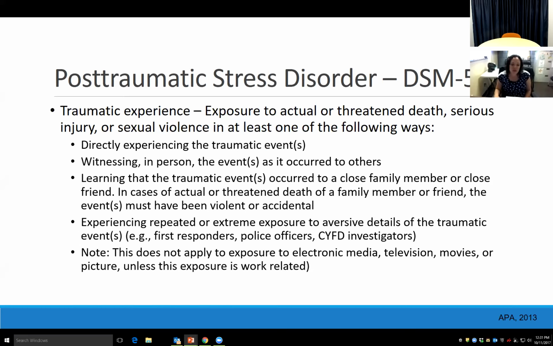Of note, this doesn't apply to exposure to trauma via electronic media, television, the movies, or pictures, unless this exposure is work-related. There have been lots of traumatic events happening in our world today, and you might watch the news and see all the footage, and they just repeat it over and over again. That in and of itself is not going to cause PTSD. However, if as part of your job, you have to watch this stuff over and over again.